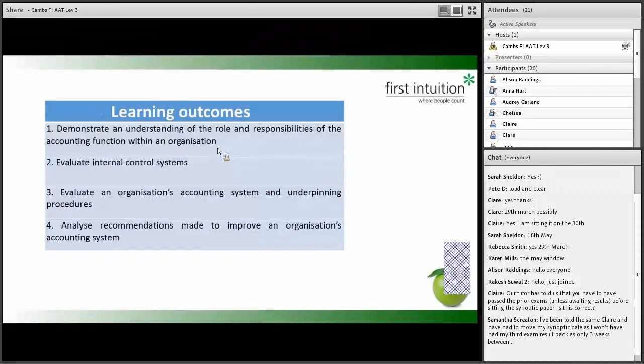Number 3, evaluate an organisation's accounting system and underpinning procedures. This is where we'll be looking at the organisation's accounting system and saying, yep, that's what's good. That's where the strengths are in their accounting system. That's where they've got good internal controls. That's where they've got good procedures and systems in place, and we can rely on the information that comes out of them. We'll also be looking for where there are weaknesses.